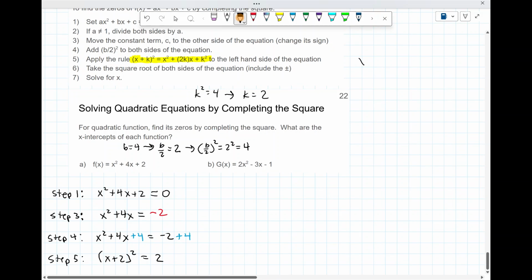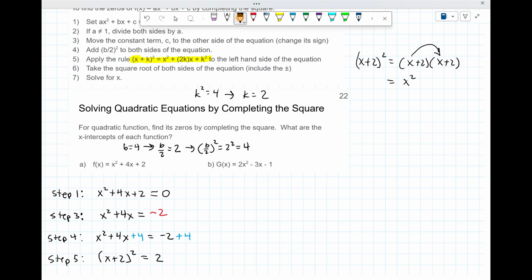If you want to double check your work, x plus 2 squared is equal to x plus 2 times x plus 2. x times x is x squared. x times 2 is 2x, plus 2x, plus 4. And we just multiply these two binomials, combine the like terms, and we see that, yes, x squared plus 4x plus 4 is indeed equal to x plus 2 squared.